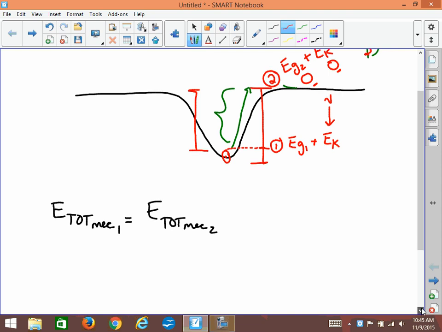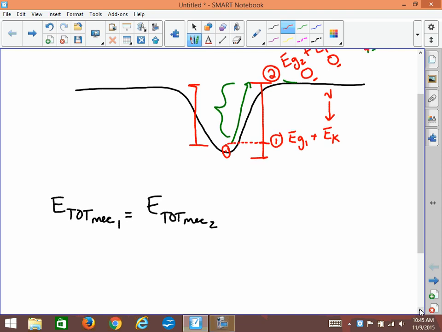All right? So let's go to our equation then and write the Eg at position 1 plus the kinetic energy at position 1 must equal the Eg at position 2 and the kinetic energy at position 2. But we've just finished explaining that for this scenario, Eg2 and Ek2 will both be 0.